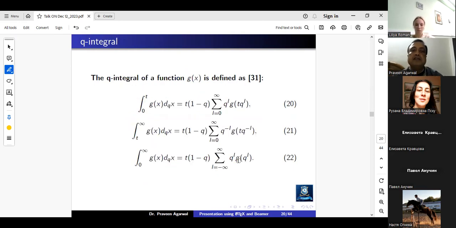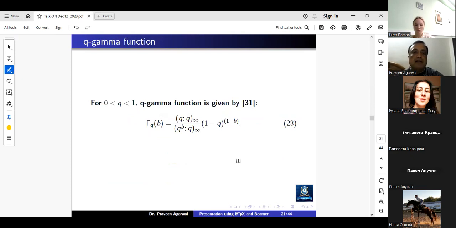So the q-integral of a function g(x) is defined by equations 20, 21, and 22. Then for q between 0 and 1, the q-gamma function, which is a very important function, is defined by equation 23. For our results, it is very, very important.